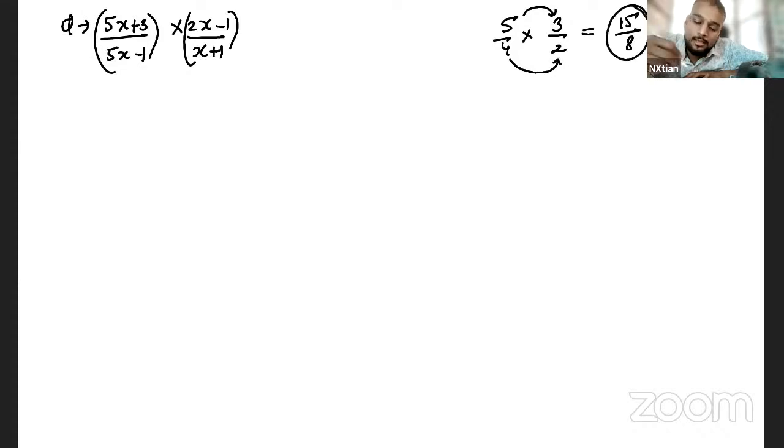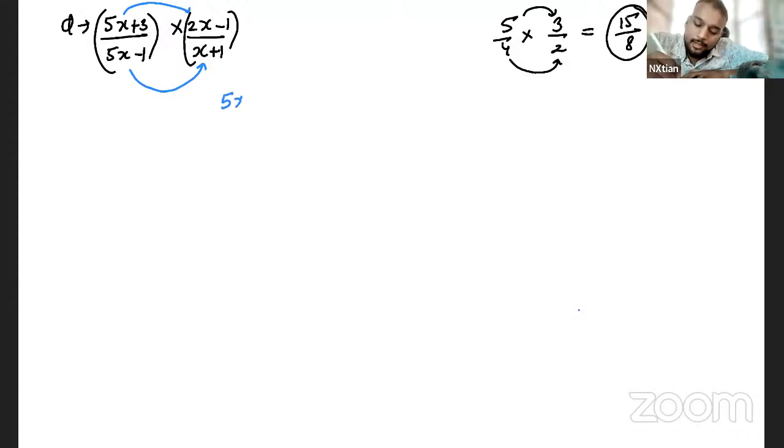Okay, so our question is (5x + 3)/(5x - 1) times (2x - 1)/(x + 1). Now, multiplication, we usually multiply like 5/4 times 3/2. So how do we multiply them? 5 will multiply with 3, making 15. 4 will multiply with 2, making 8. In the same way, the numerator will multiply with the numerator.